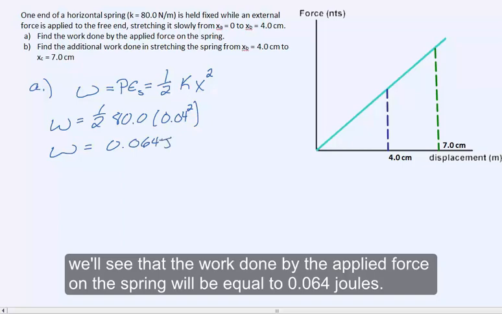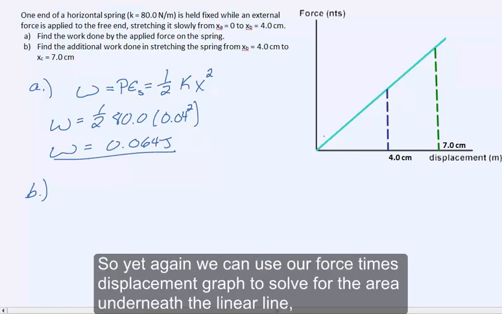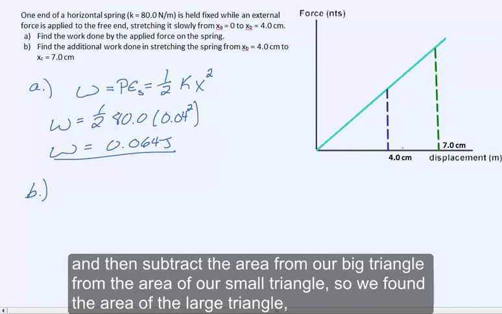0.064 joules. In part B, we're asked to find the additional work done in stretching the spring from 4 centimeters to 7 centimeters. So yet again, we can use our force versus displacement graph to solve for the area underneath the linear line, and then subtract the area of the small triangle from the area of the big triangle.